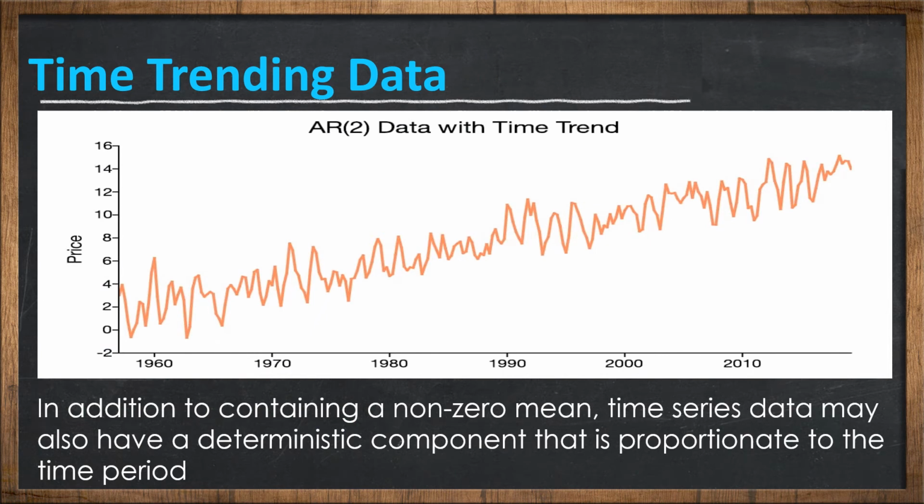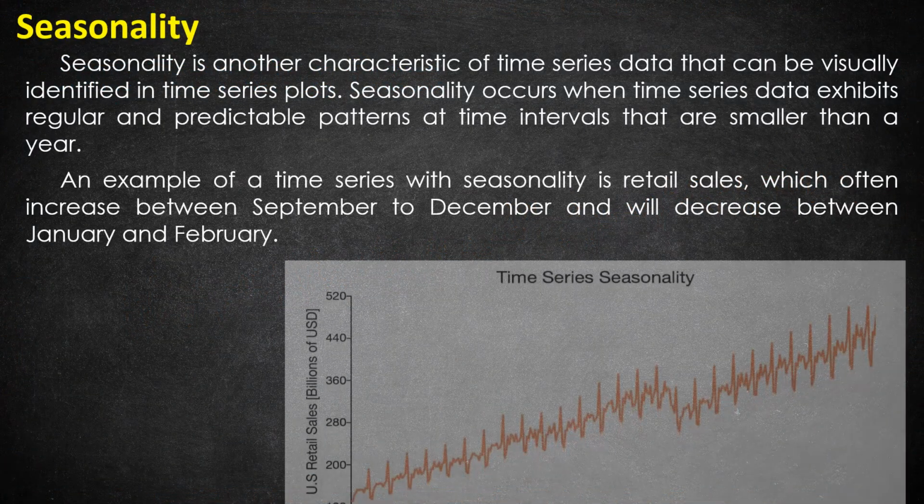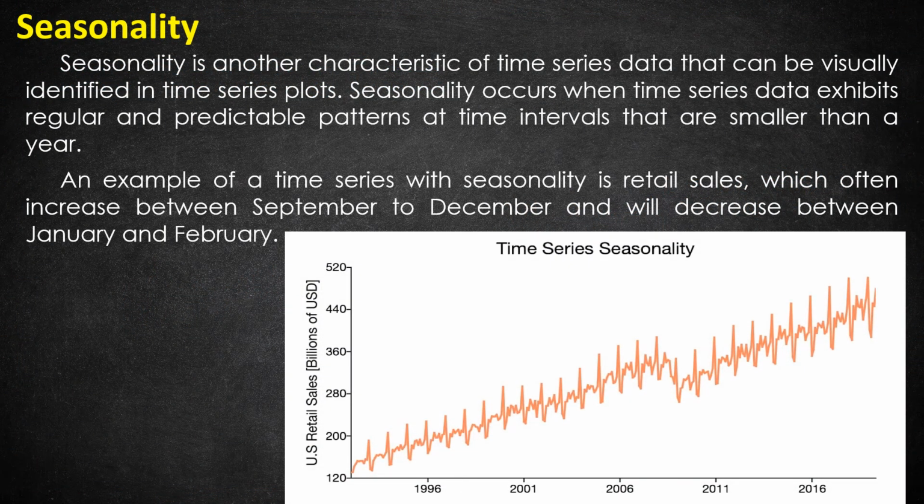So, in addition to containing a non-zero mean, time series data may also have a deterministic component that is proportionate to the time period. While seasonality is another characteristic of time series data that can be visually identified in time series plots. Seasonality occurs when time series data exhibit regular and predictable patterns at time intervals that are smaller than a year. So, an example of a time series with seasonality is retail sales, which often increase between September to December and will decrease between January and February.